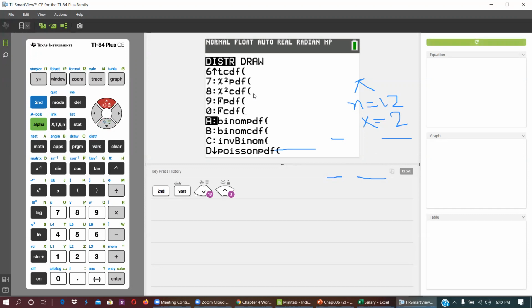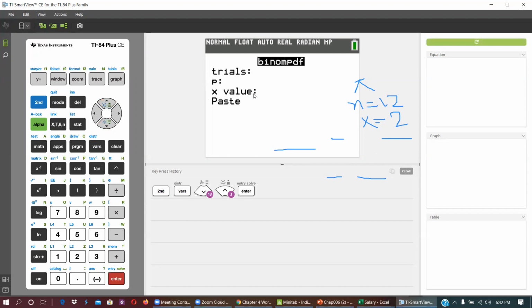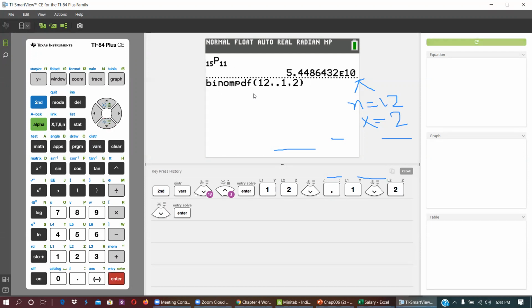So I am using binomial PDF. How many trials do we have? 12 trials. What is the probability? 0.10. What is the X value here? 2. And then, exactly, can you see the answer? 0.2301, which is the same answer. Is it making sense?